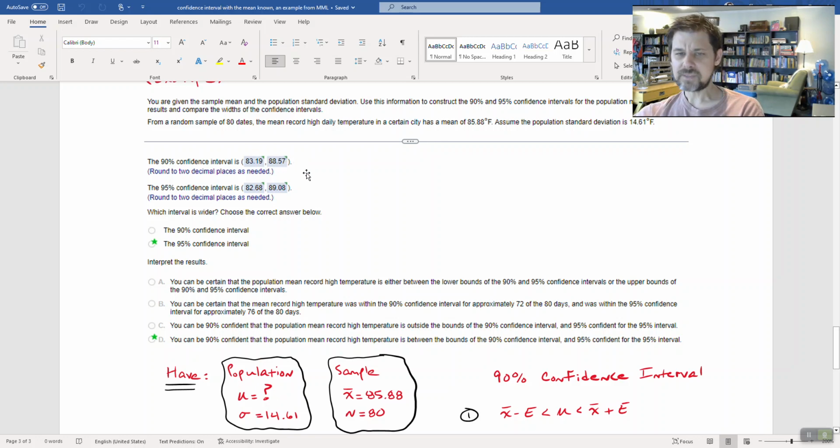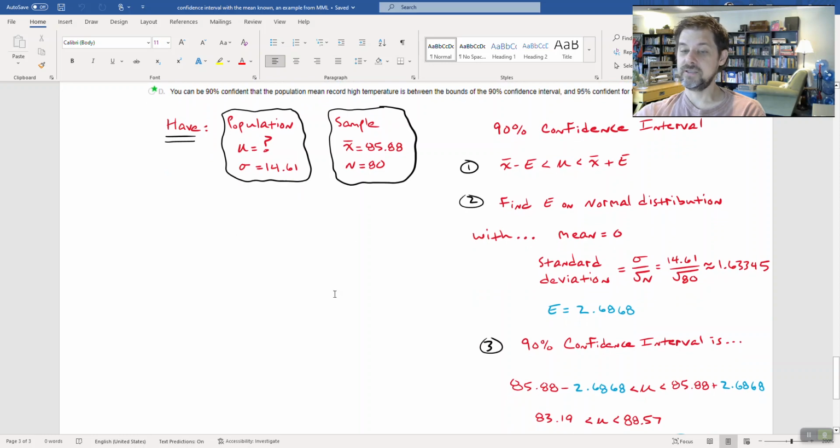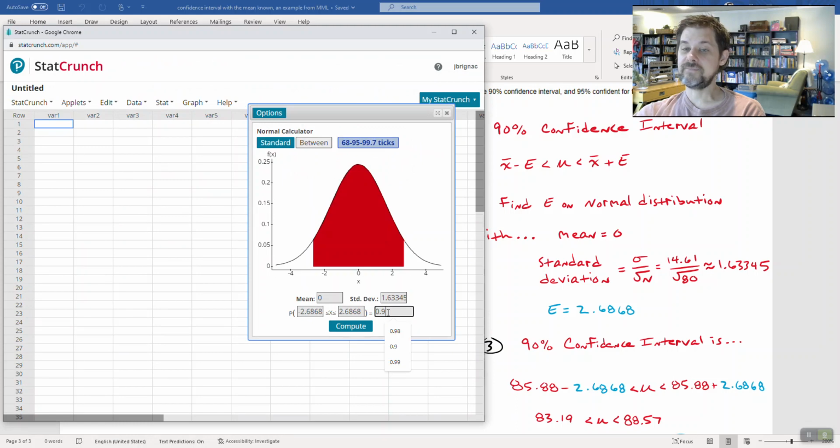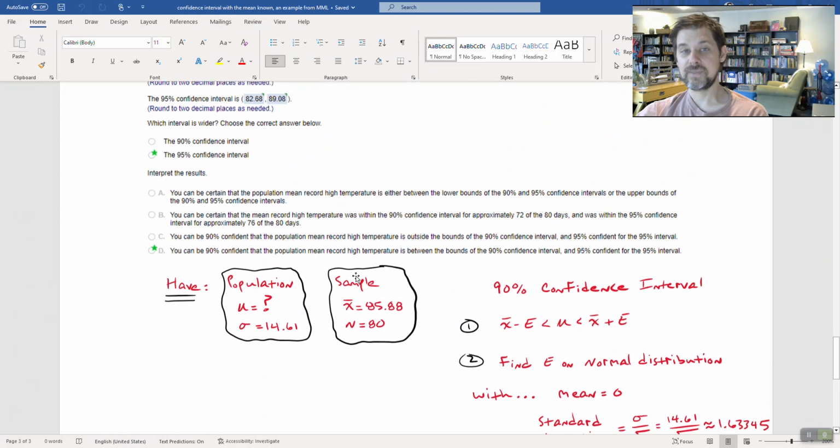Now I'll leave it to you to do the 95% confidence interval. The only thing that would change is when you find this number E, you're going to set it up so that 95% of the area is here. So I adjusted that one number, so that's your margin of error in that case. But still I'm going to leave you to do that one.